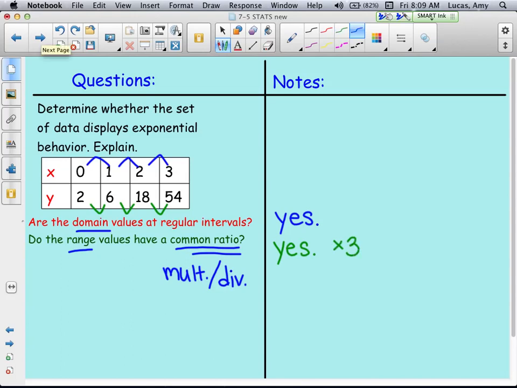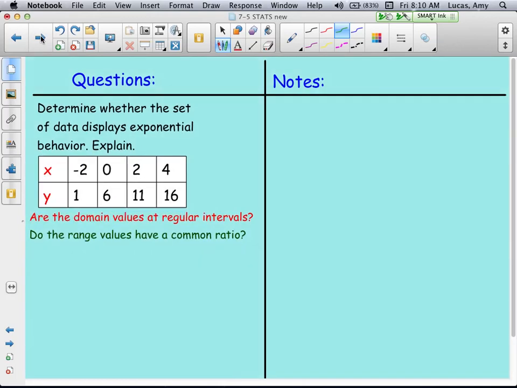So for the first one about the domain, that one I said yes. And you could say adding 1 each time, because you're just looking for that to be a common interval. So that's an addition pattern for the domain, but the range has to have a ratio, which means it has to have a multiplication or division pattern. Next one, same thing.